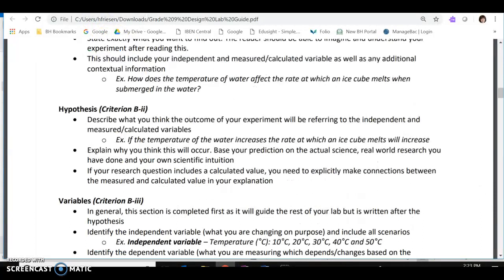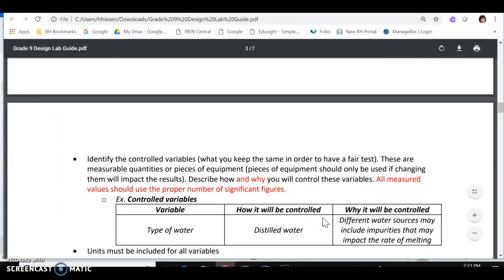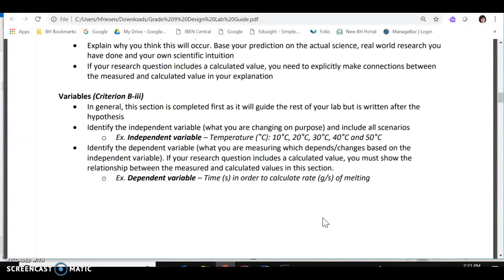Then we're going to take a look at the variables. There are 3 sections here as you consider the variables. We need to identify what is the independent variable and how are we manipulating it and how are we measuring it. We're also going to identify the dependent variable. Again, how are we measuring it?